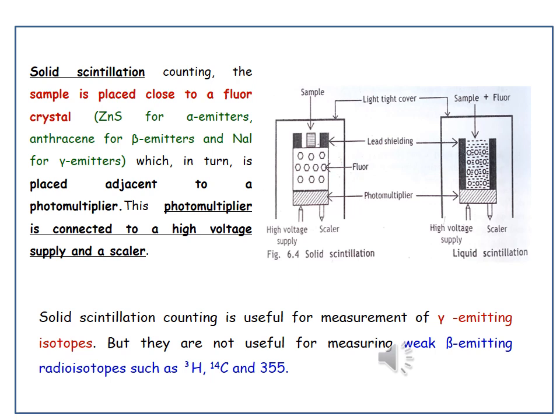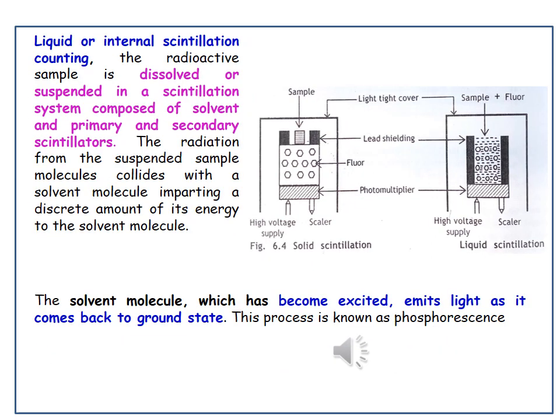This multiplier is connected to a high voltage supply and a scaler. Solid scintillation counting is useful for measurement of gamma emitting isotopes, but it is not useful for measuring weak beta emitting radioisotopes. Liquid scintillation counting is otherwise called internal scintillation counting. The radioactive sample is dissolved or suspended in a scintillation system composed of solvent and primary and secondary scintillators.